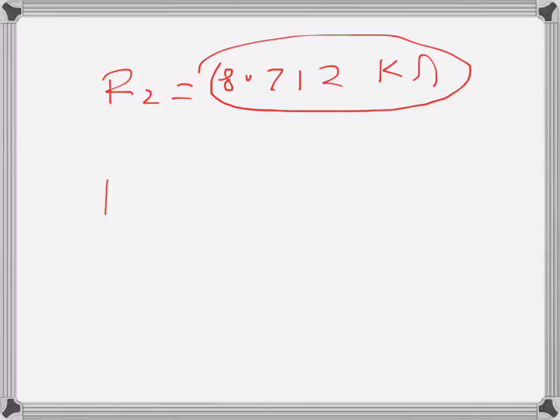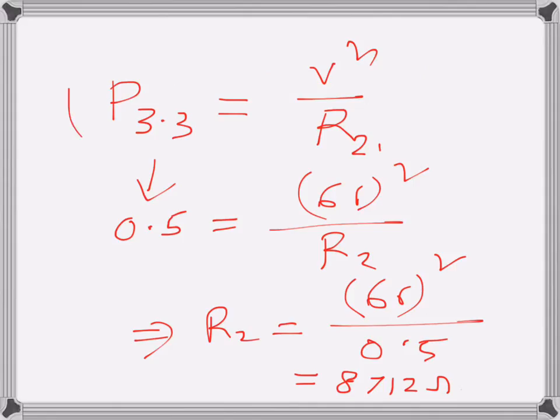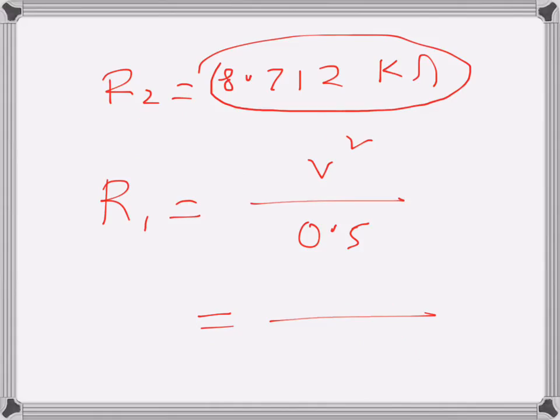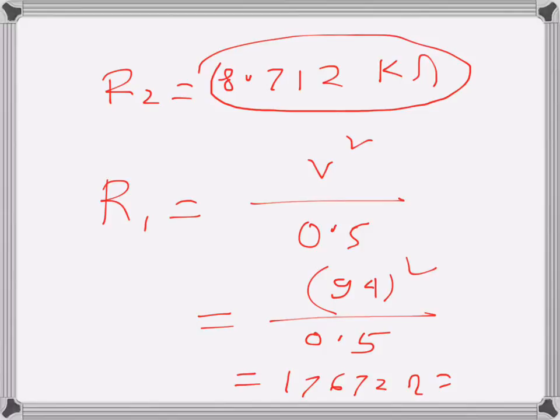Then R1 will be similarly 94 squared over the power, which is again 0.5. It's basically the same formula, I have just written it directly now. The power is in the denominator, so 94 squared over 0.5 is R1. So this is 17672 ohms or 17.67 kilo ohms. So these are the required values of resistances.